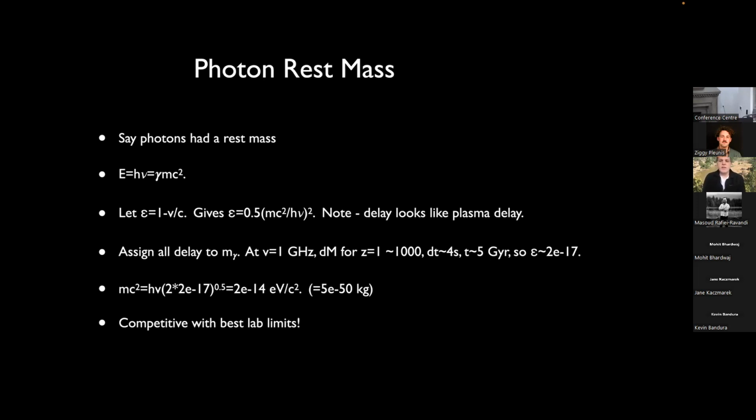So it's exquisitely close to the speed of light, even if you say all of this dispersion is due to photon mass. Now, unfortunately, the delay goes like the mass squared, so the mass goes like the square root of the delay, so you lose a lot from that. But you still end up with constraints on the photon rest mass of about 2 times 10 to the minus 14 electron volts rest energy, or about 5 times 10 to the minus 50 kilograms. So this is competitive or better than the best lab limits. So actually already just the simplest thing you could possibly do with FRBs gives you some of the best limits on photon masses out there.